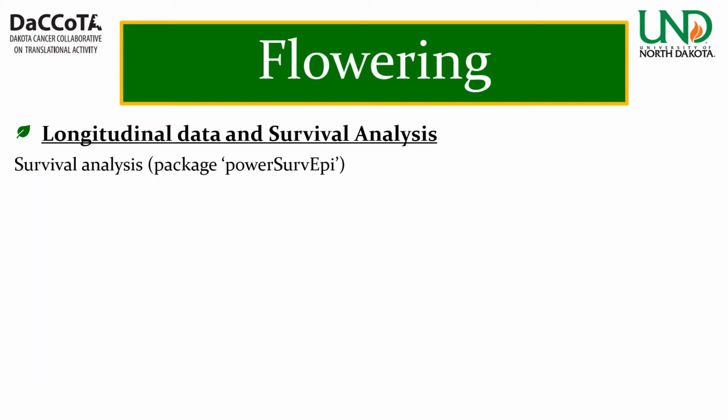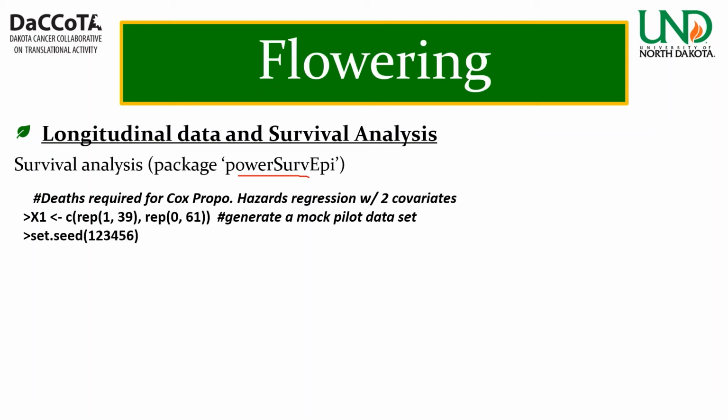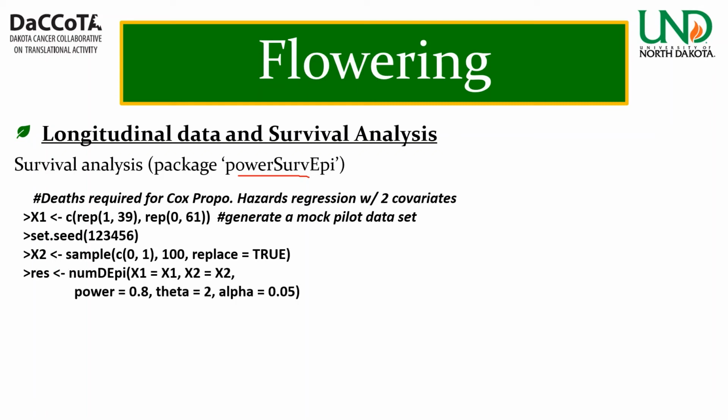Now, for a very particular time-based method, survival analysis, I found package PowerSurvEpi, so Power Survival for Epidemiology, to have a lot of useful tools. Starting out with determining deaths required in Cox proportional hazard regression with 2 covariates, we generate a mock data set. As per the example code, x1 is group 1, x2 is the other, with 0s and 1s denoting survival and death. Running function numDepi, we find we need 70 deaths.